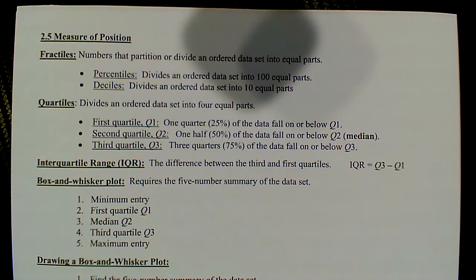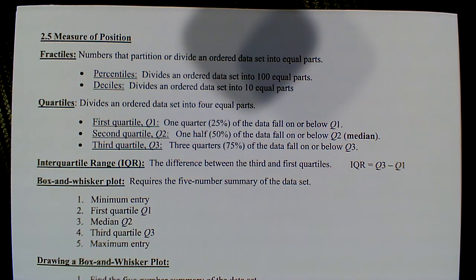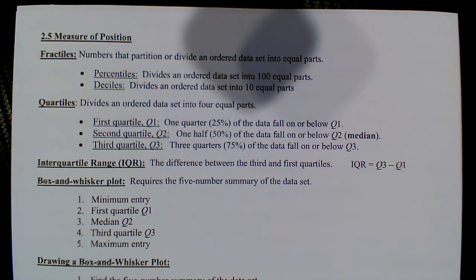Hello everyone. This is section 2.5 where we discuss measures of position. In the previous sections we looked at measures of central tendency, how to locate the center of the data, and then measures of dispersion, how the data is spread out, and now we look at how the data is in terms of the position of a piece of data.